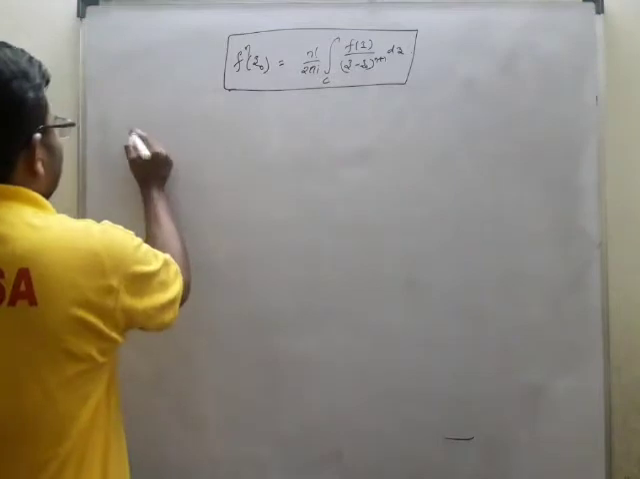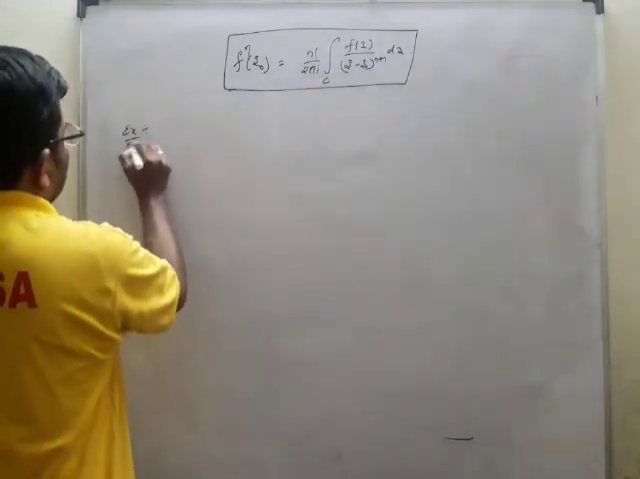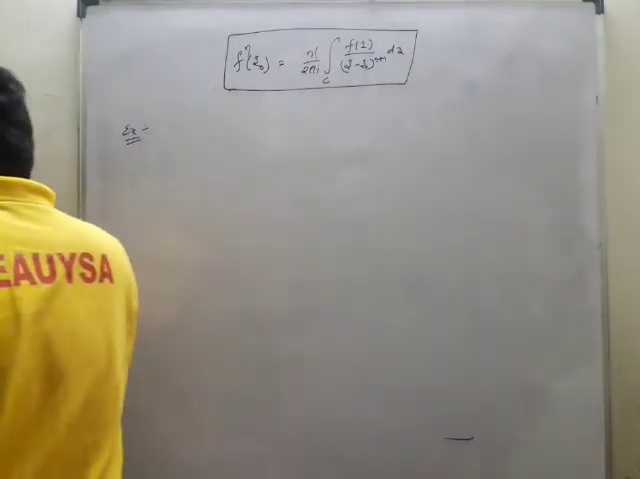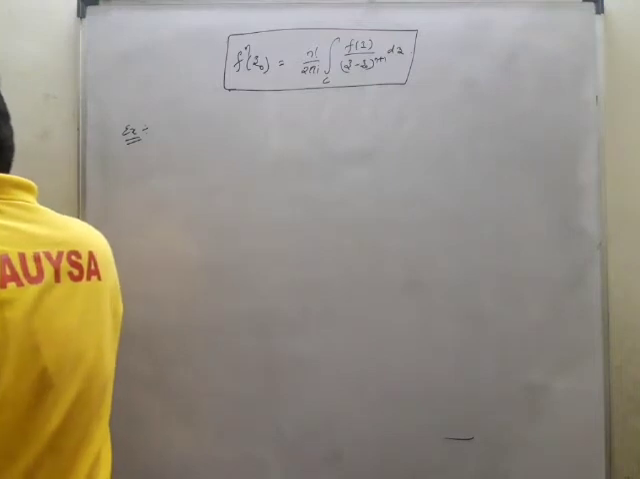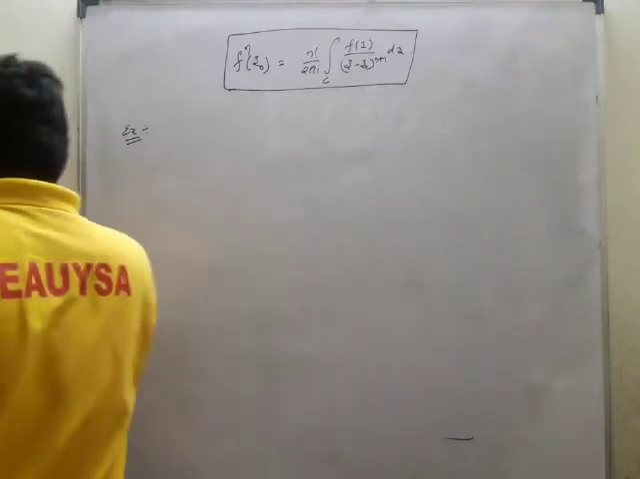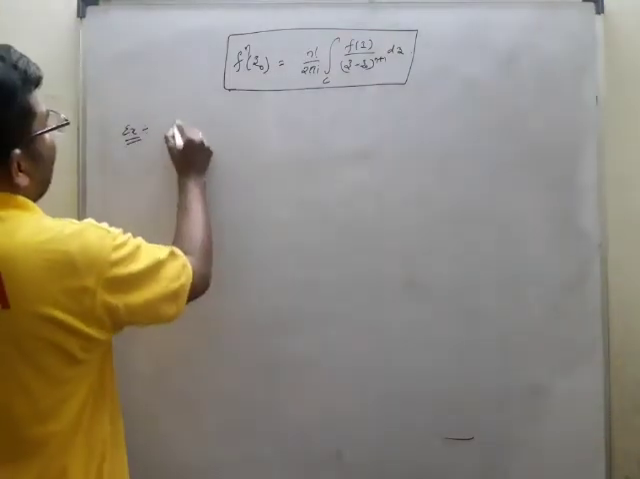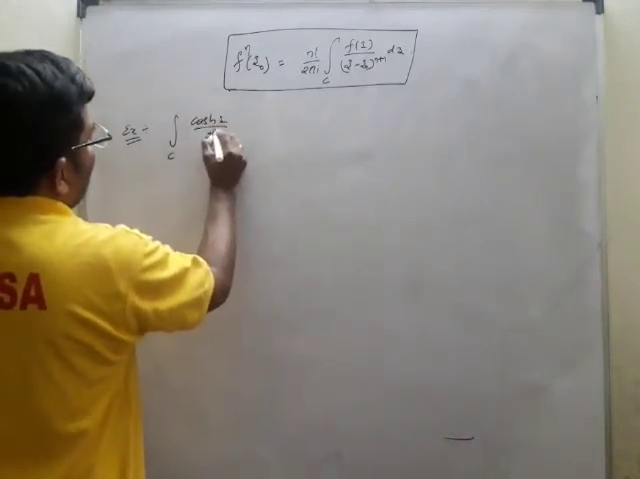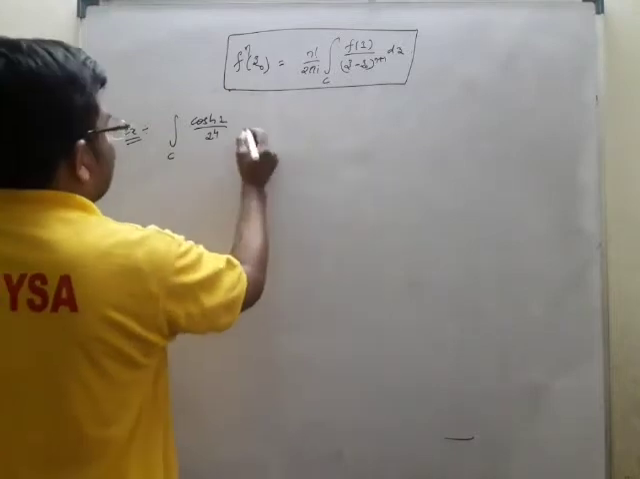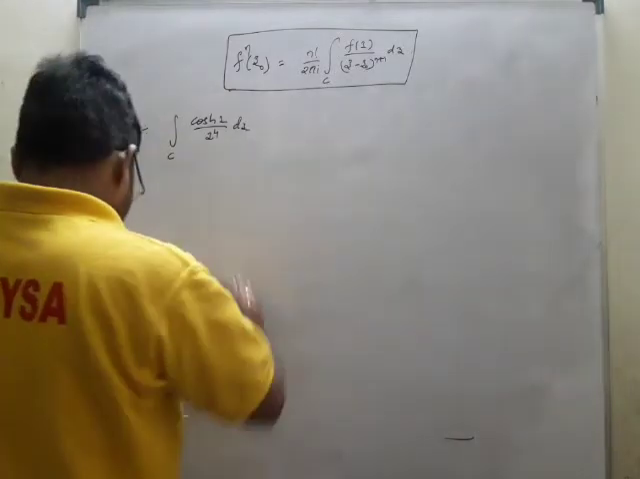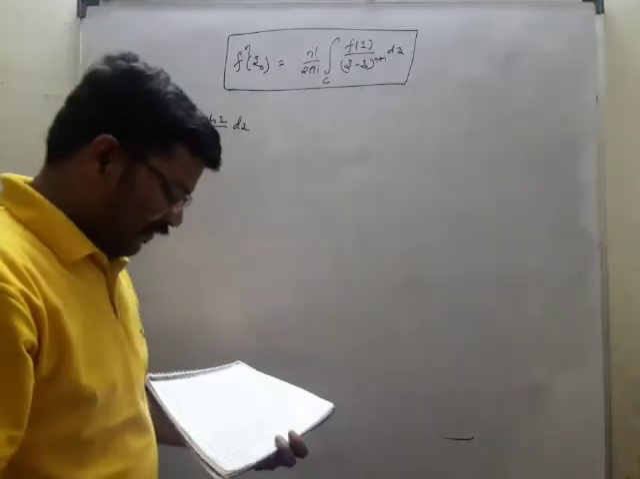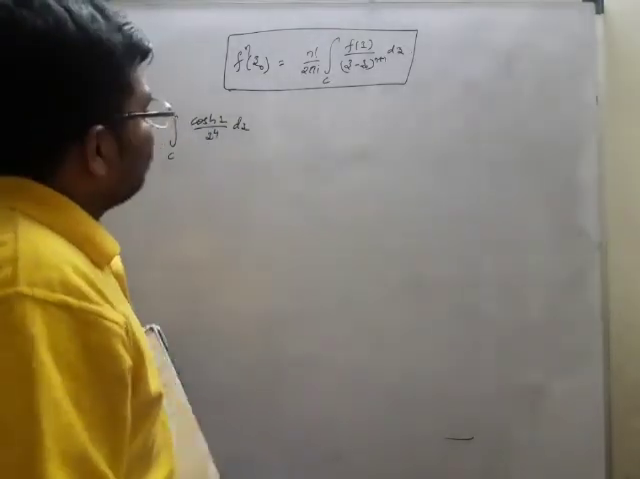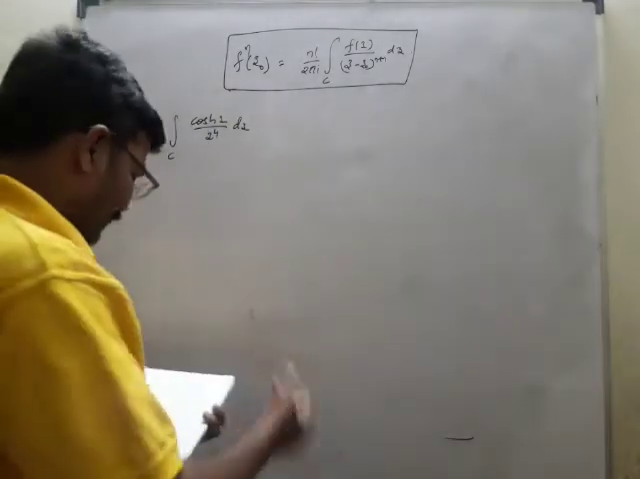Okay, example. We'll do one problem so that we can understand very clearly. Integral c cos hz by z power 4 dz. Now this is what is given.